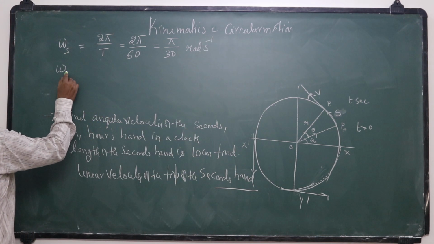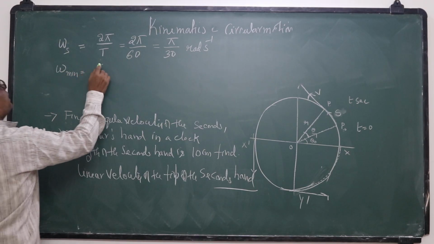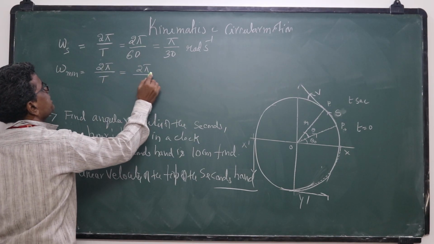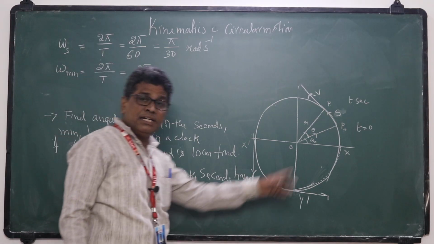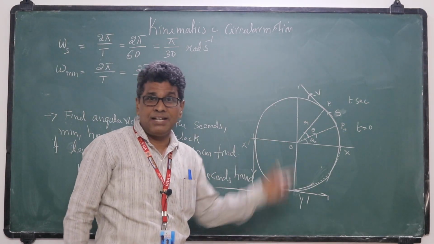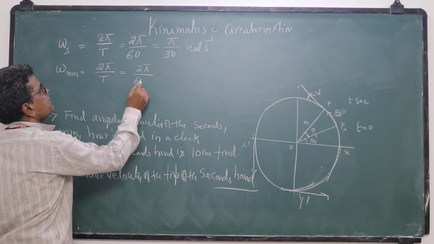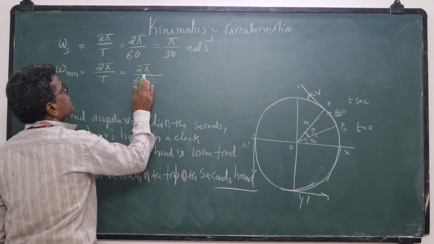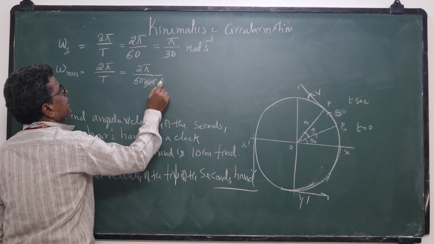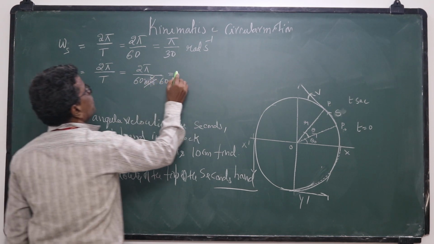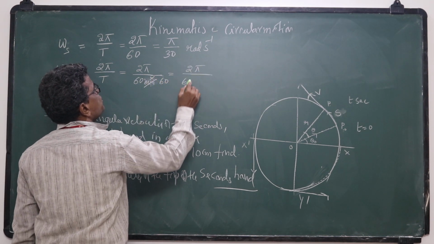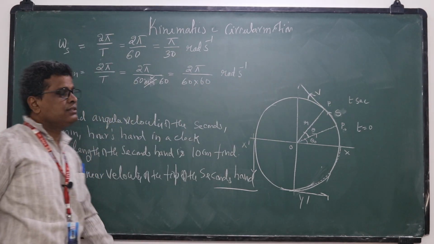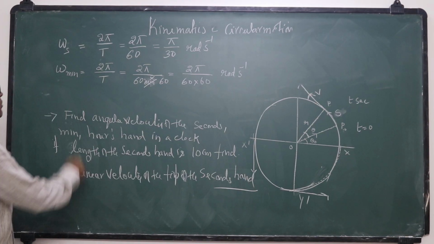I want the angular speed of the minutes hand. Same formula I am using, 2 pi by T. For the minutes hand, how much is the time taken? The minutes hand will take 60 minutes for one rotation, isn't it? 60 minutes you convert into seconds, into 60. So we have 2 pi by 60 into 60. Units radian second inverse. This is the angular speed of the minutes hand.